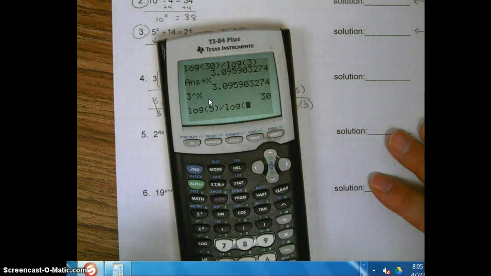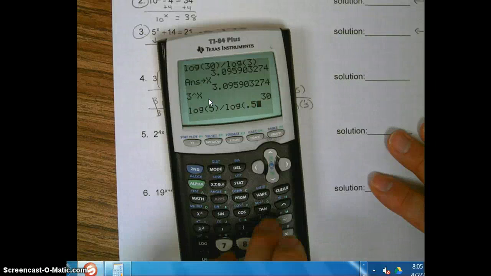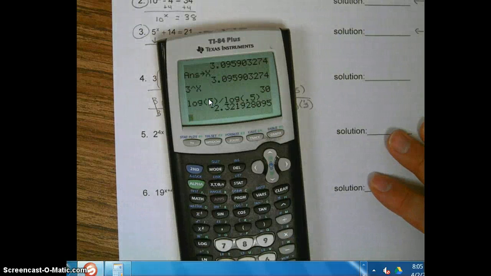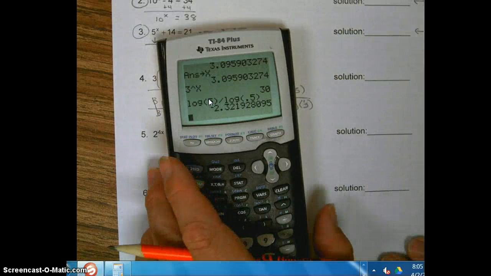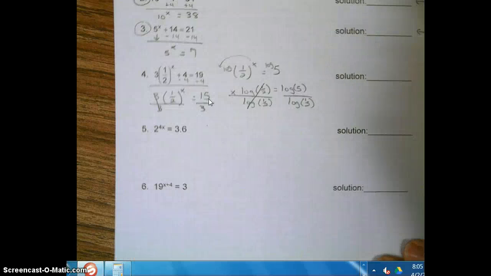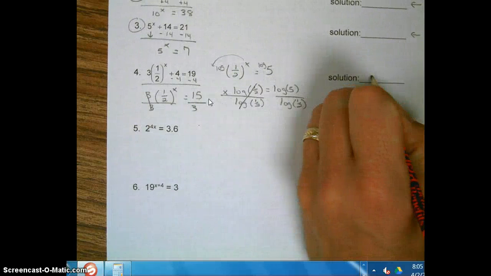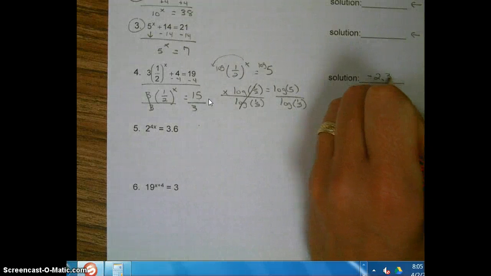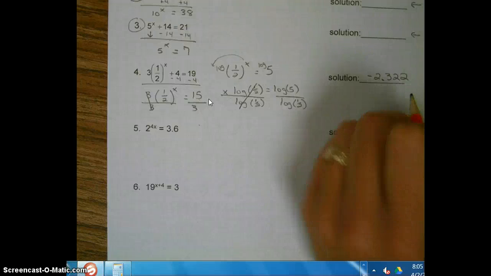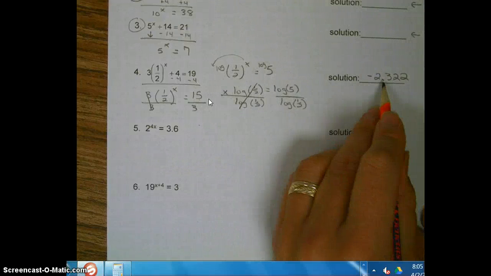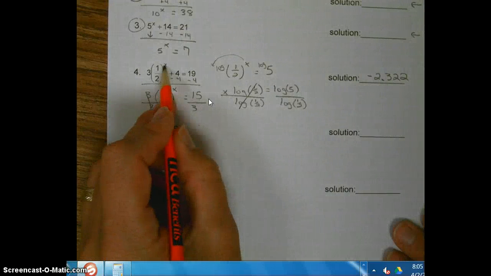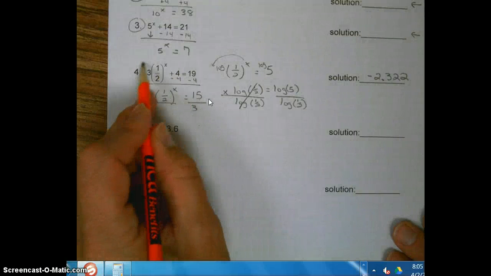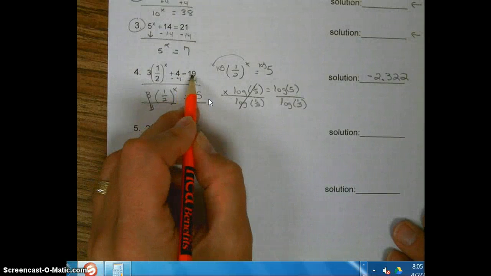and I'm going to try to keep going here so we can get done, and we get negative 2.322. Negative 2.322. And again, you could plug that number in for x and see if this will give you 19.